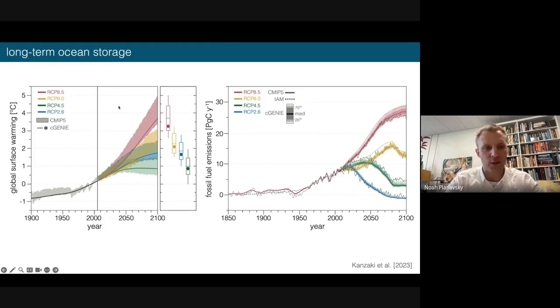So even though this is a relatively simple model relative to many of the more complex GCMs, it does a very good job of predicting historical and future climate change relative to the CMIP class models. So this is showing, for instance, how the model behaves in a series of stochastic runs in comparison to CMIP5 runs.